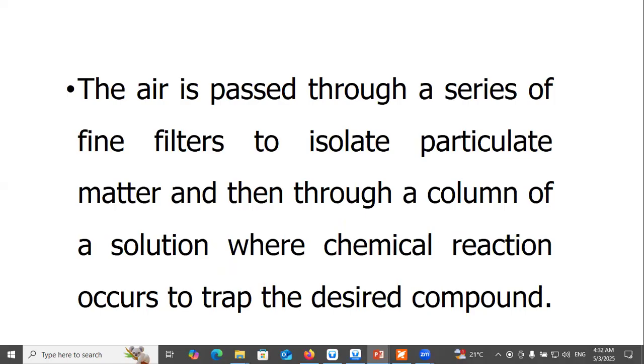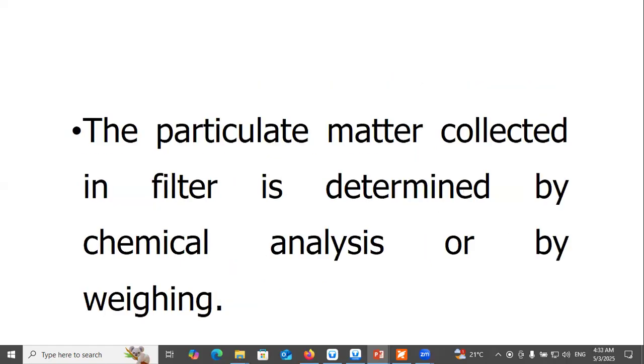The air is passed through a series of fine filters to isolate particulate matter, and then through a column of a solution where a chemical reaction occurs to trap the desired compound. The particulate matter collected in the filter is determined by chemical analysis or by weighing.